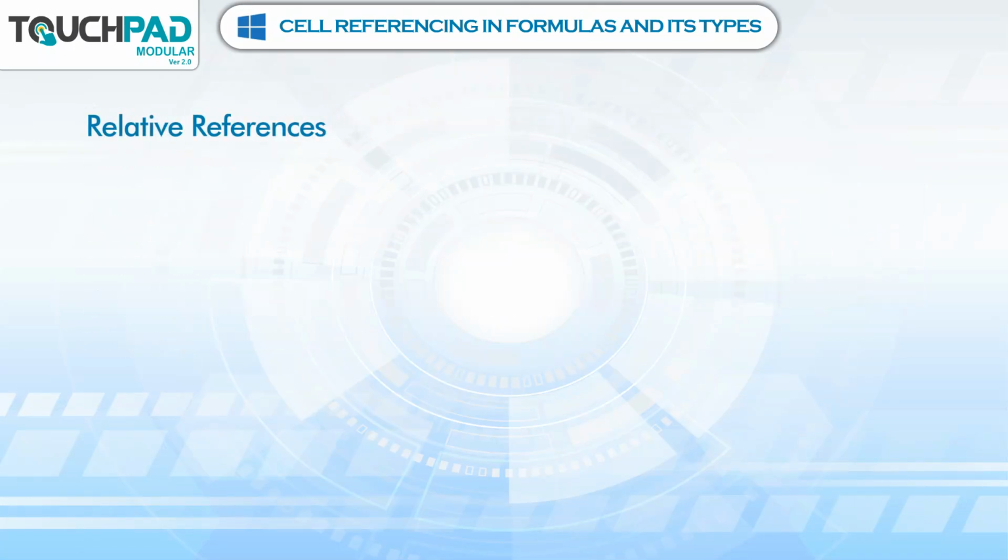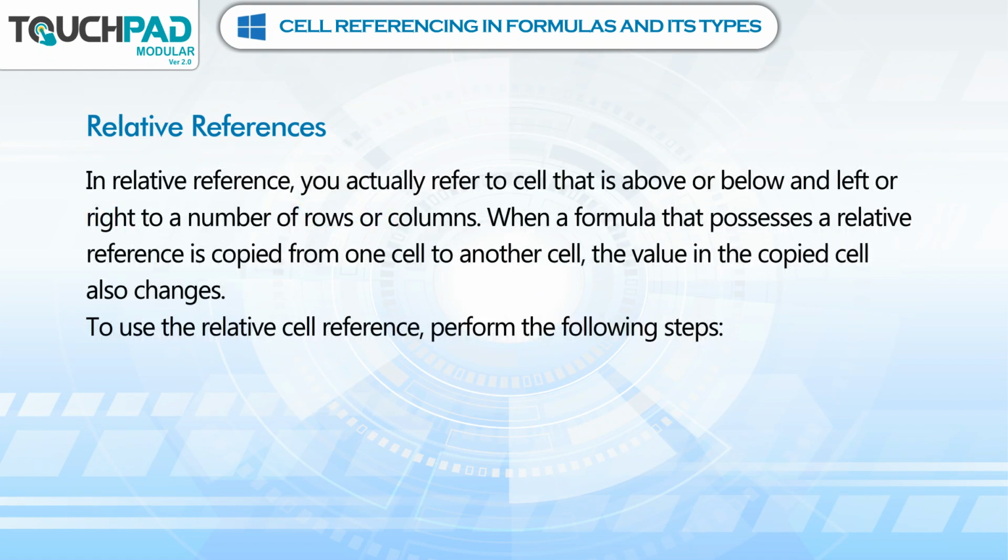Relative references. In a relative reference, you actually refer to a cell that is above or below and left or right by a number of rows or columns. When a formula that possesses a relative reference is copied from one cell to another cell, the value in the copied cell also changes. To use the relative cell reference, perform the following steps.